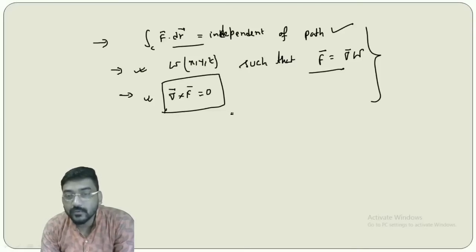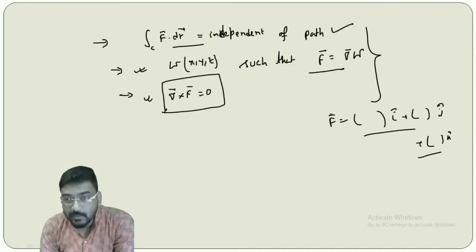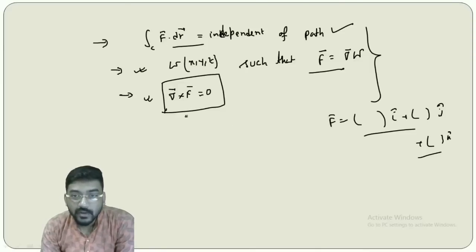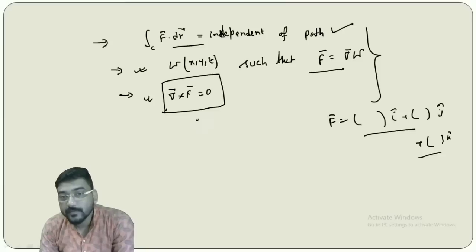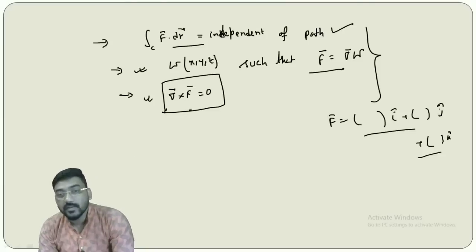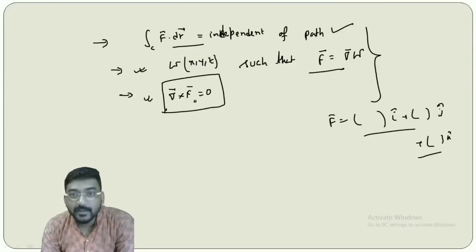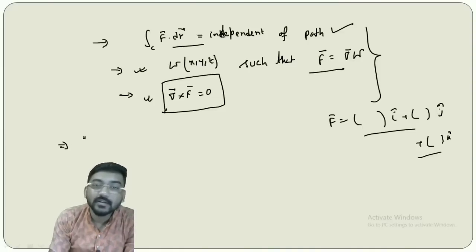So this is the best way to check a given vector function f, written in terms of i cap, j cap, k cap in the Cartesian coordinate system. If f is given in this form, it is very easy to check whether curl of f is 0 or not, and we can conclude that if curl of f is 0, then f is a conservative force. If curl of f is not equal to 0, then f is a non-conservative force.